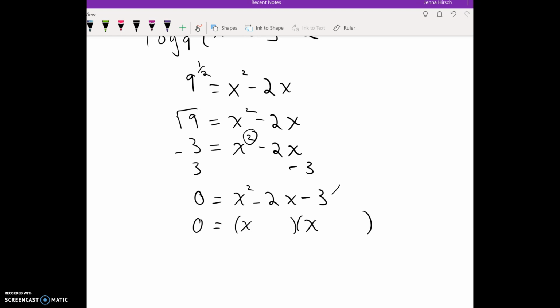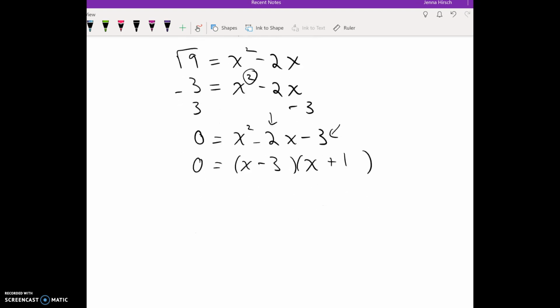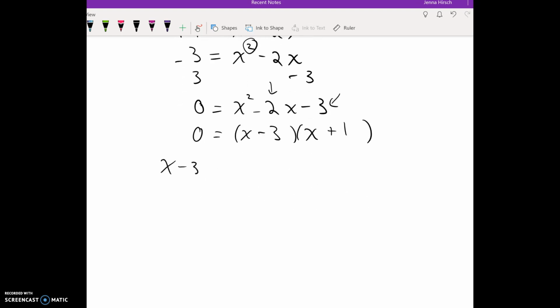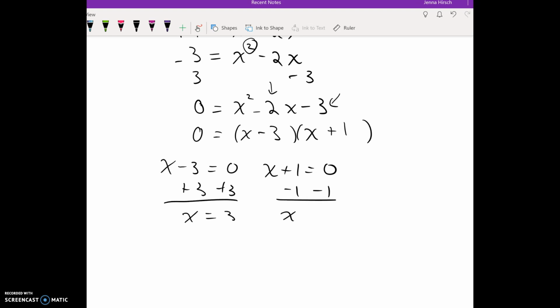Two numbers that multiply out to -3 and that sum to -2 are going to be -3 and +1. Setting each one of these linear factors equal to 0 gives us these two solutions. We have a solution at 3, and we have a solution at -1.